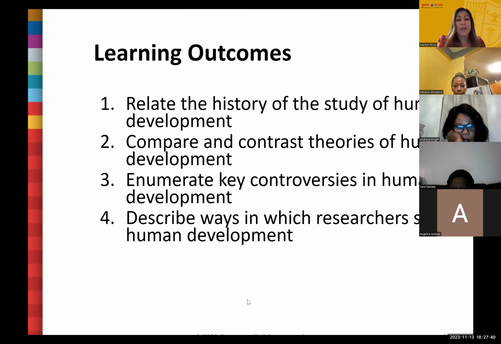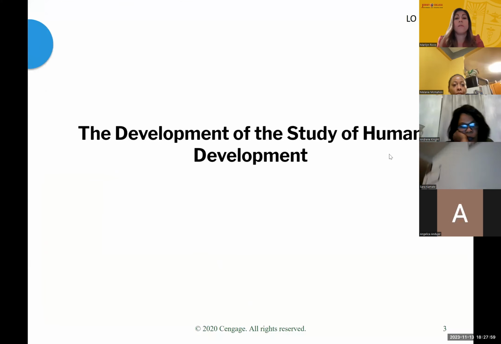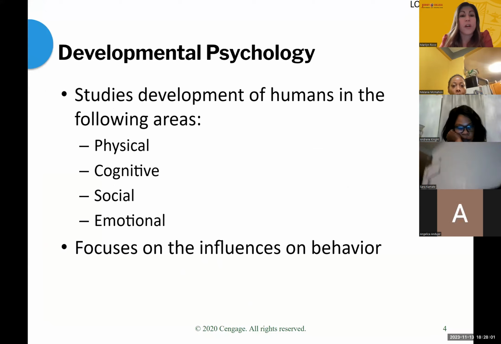All right. So learning outcomes are to relate the history of the study of human development, compare and contrast theories of human development, enumerate key controversies in human development, and then describe ways in which researchers study human development. Okay. So developmental psychology studies development of humans in the following areas: physical, cognitive, social, and emotional.